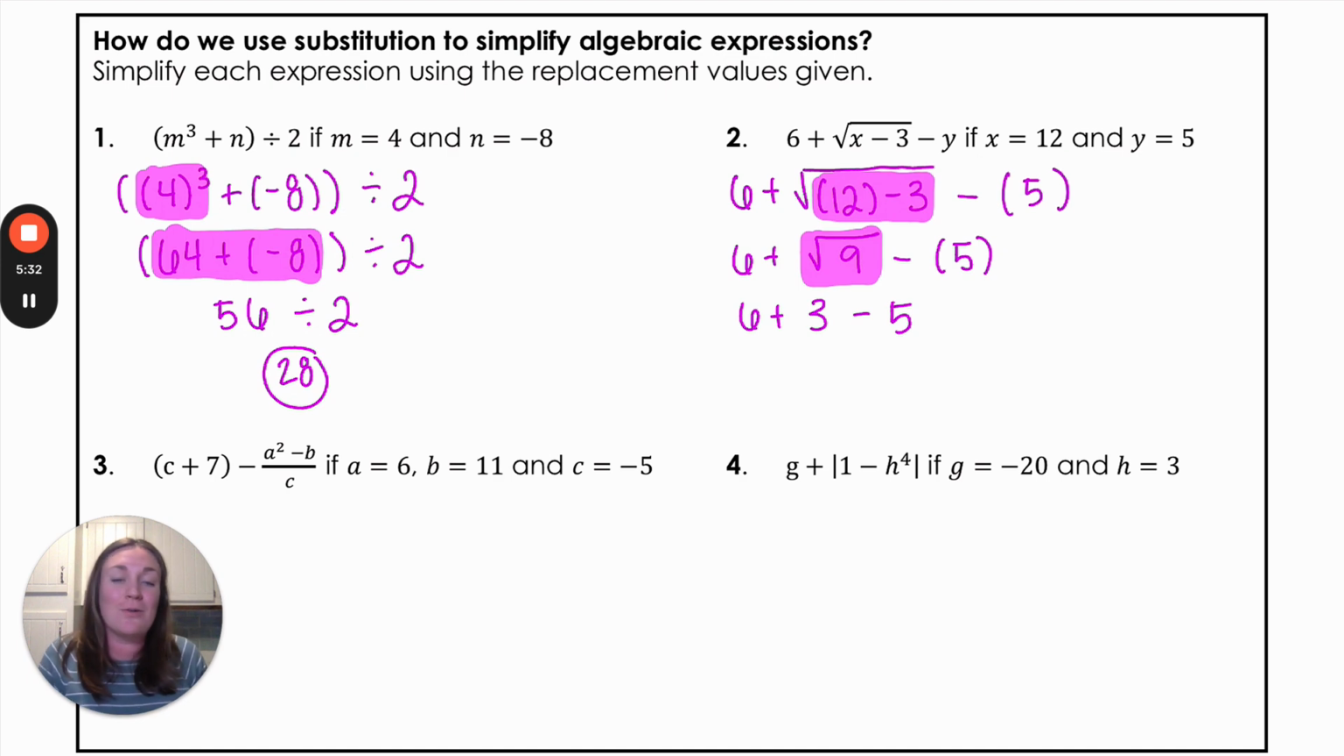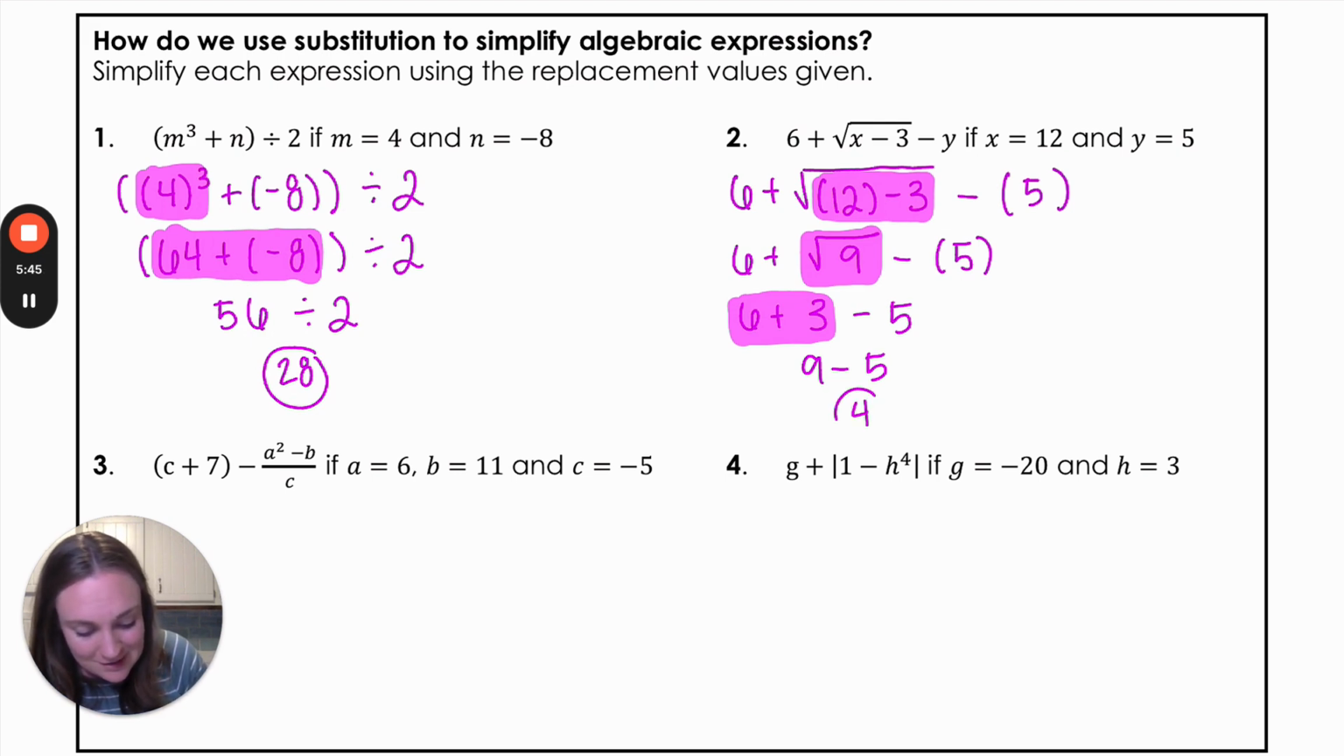And then we would follow our order of operations. So there's no multiplying or dividing. So I'm going to look for that adding and subtracting left to right. So 6 plus 3 brings me back up to 9 minus 5. And our 9 minus 5 will give us 4.